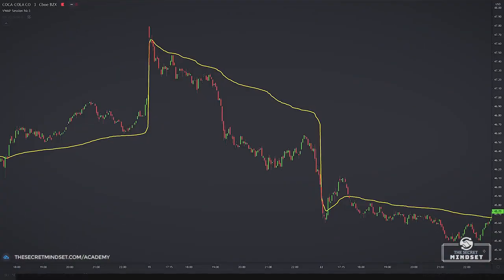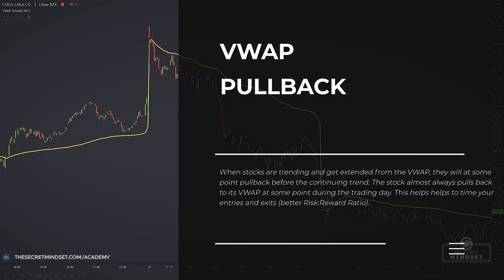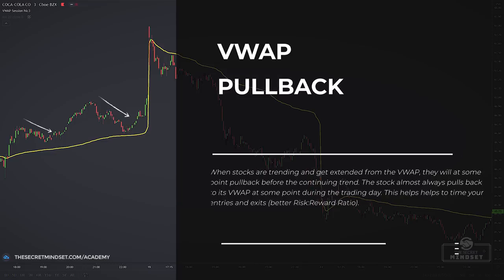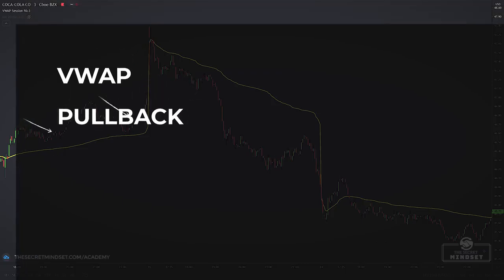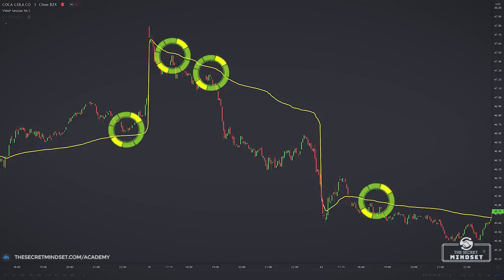If you analyze any chart, you will notice that when stocks go on strong trends and get extended from the VWAP, they will at some point pull back before continuing the trend. Waiting for this pullback takes patience. Most novice traders chase the stock when it's going up and then sell for a loss because they bought when it was extended. The stock almost always pulls back to its VWAP at some point during the trading day. That's why it's better to wait for the pullback and not chase the market. This gives you a better risk to reward on your trades and helps you to time your entries and exits.